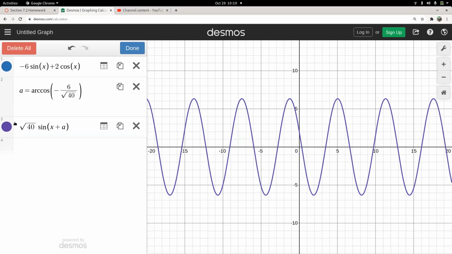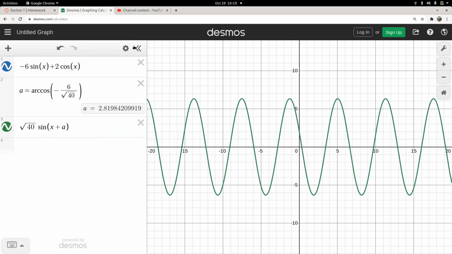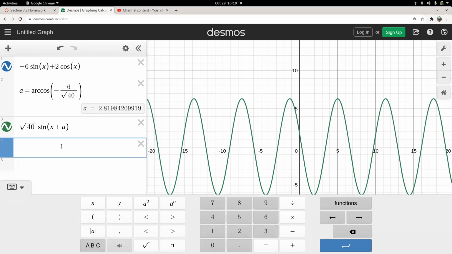I think that's right here. Let's make you green, say. All right, so it looks like the green sits on top of the blue. Yeah, if I turn the green off, I can see the blue. So it looks like I did do that correct. All right, so next thing I need to double check are the solutions I came up with.